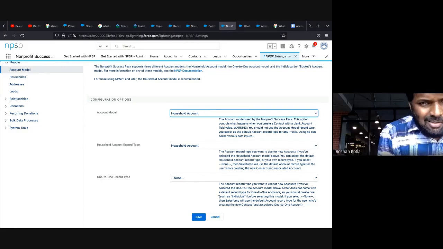Rupesh, in account model, you have one-to-one and individual separate, right? Yes. So what is the major difference between those two?